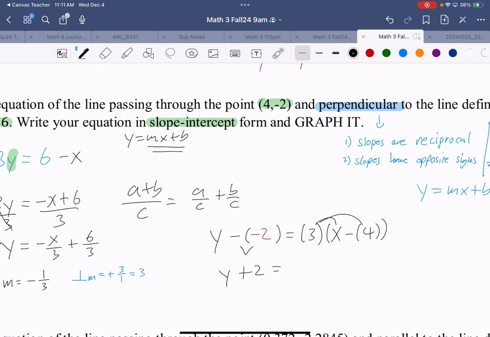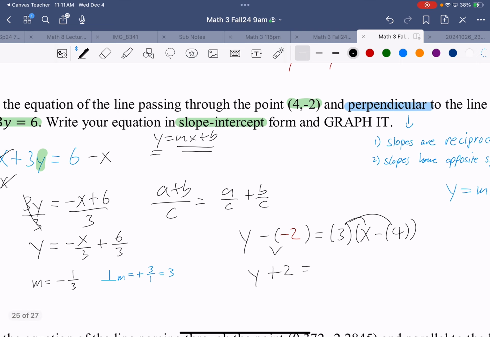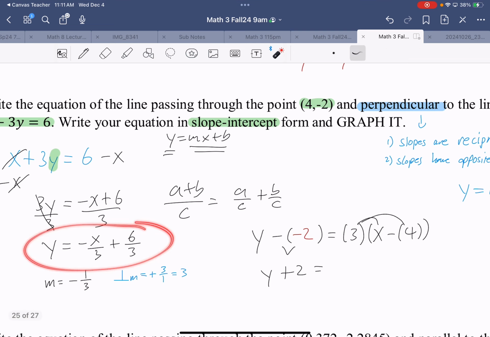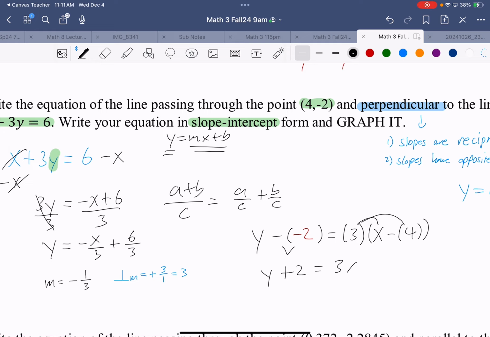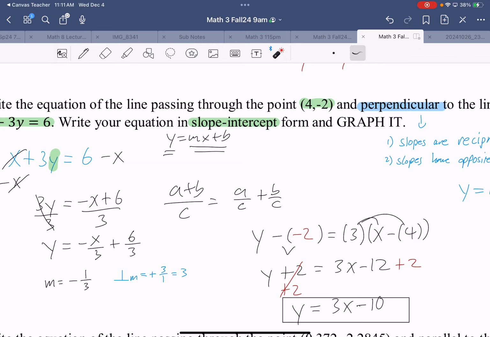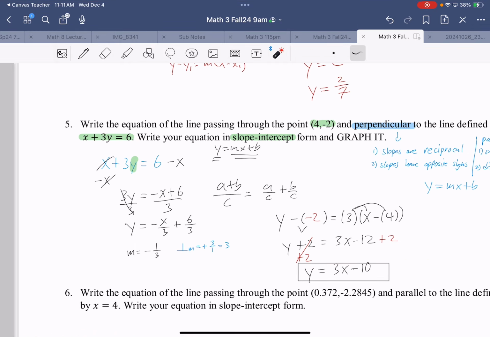But we do want to write it in slope-intercept form, meaning isolate your y value just like what we did here. So that's 3x minus 12. And then I add 2 on both sides to isolate my y value. y is equal to 3x minus 10. And that is the equation that is perpendicular to this line, and it passes through this point.